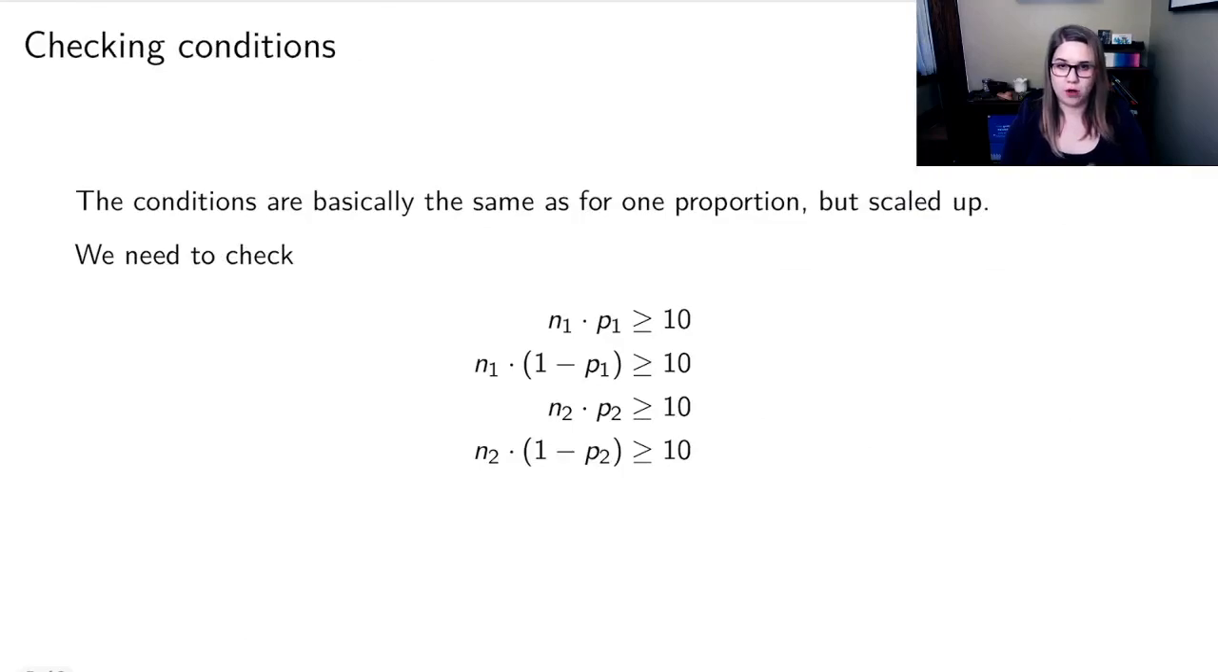And of course, we have all these conditions. We have to check the same conditions we did for one proportion, but scaled up, so there are kind of 4 things to check.